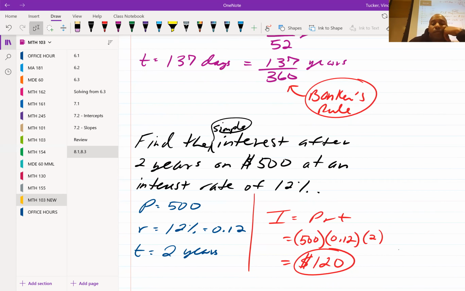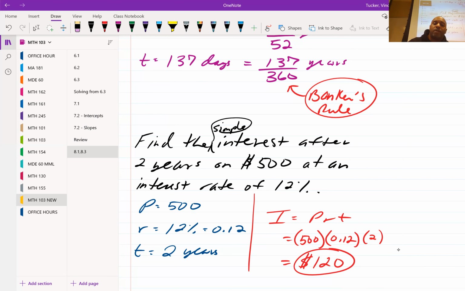All right. Find simple interest after 2 years on $500 at an interest rate of 12%. So best practice is to extract all of your given information first. So P is going to be 500. That's the amount of the deposit or the loan. 12% is our rate. So that will convert to 0.12 as a decimal. And then we have 2 years for time. It's in years, so we don't have to worry about converting that.